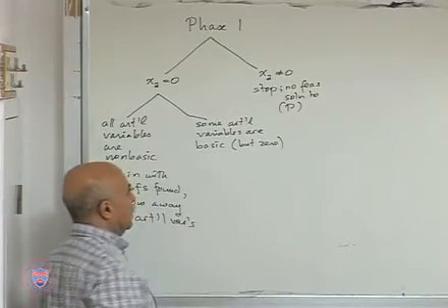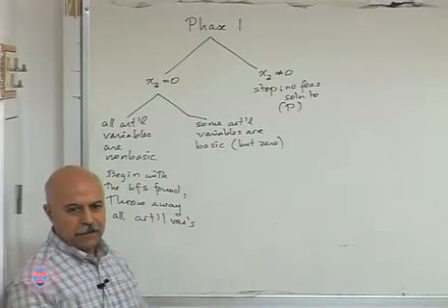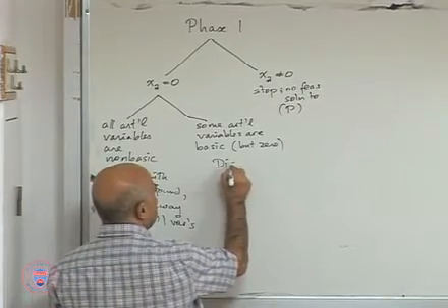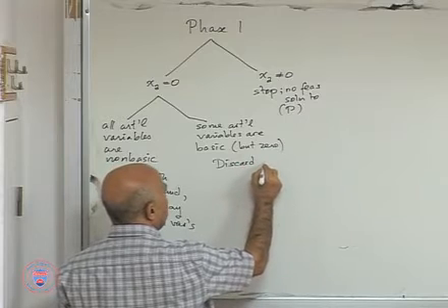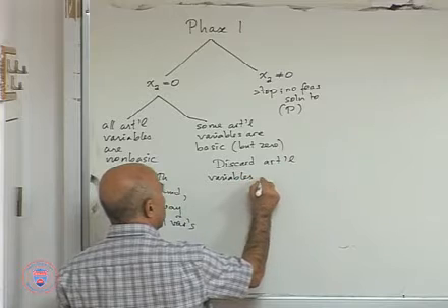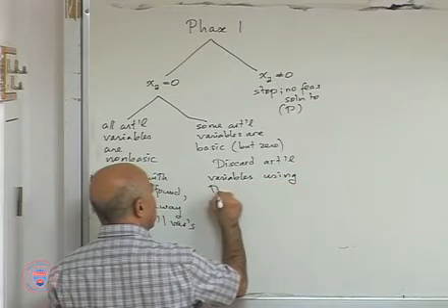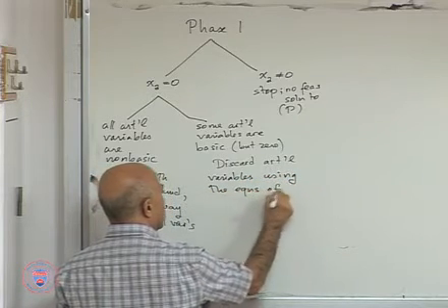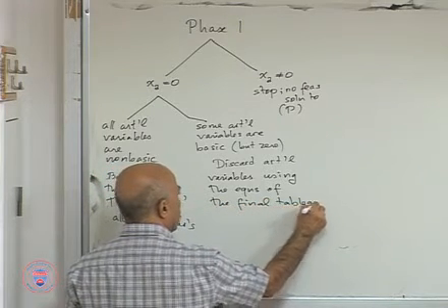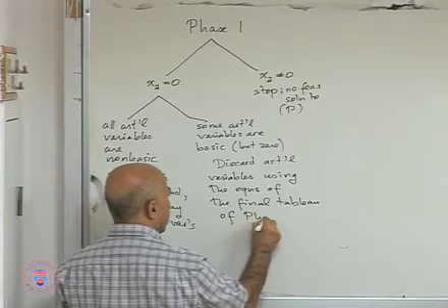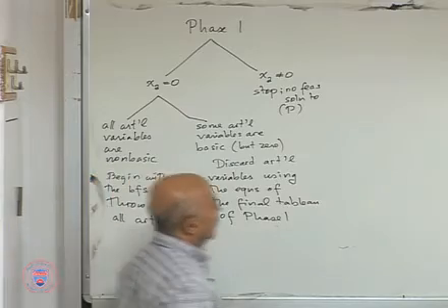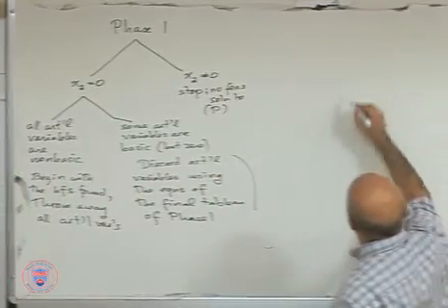And I'm going to simply write down here what we should do, then I'll illustrate it or describe it in a general tableau. Discard artificial variables using the equations of the final tableau or the terminating tableau of phase 1. Okay, so the explanation of this statement is here.